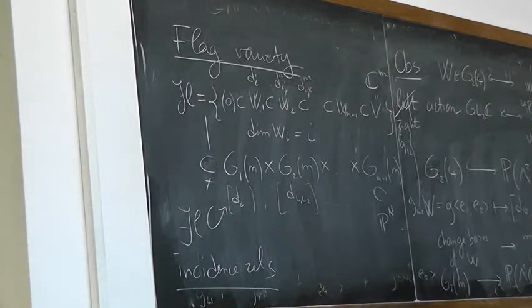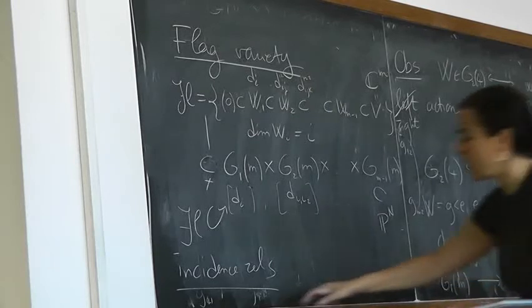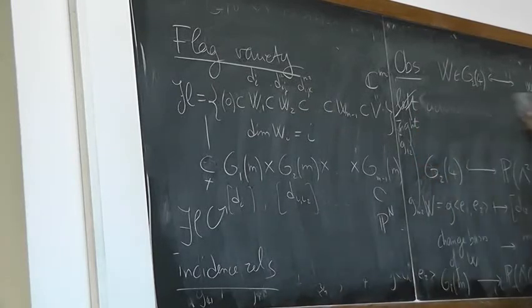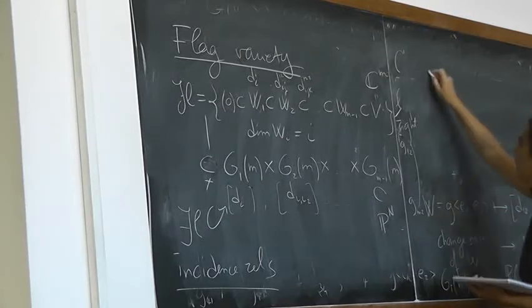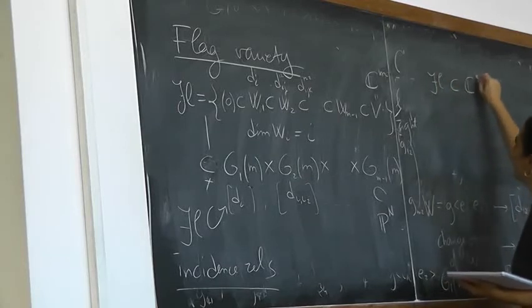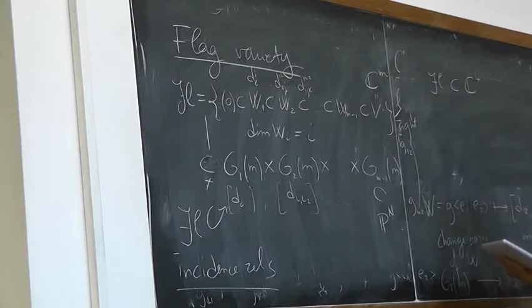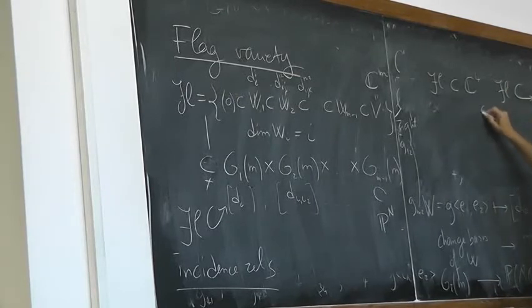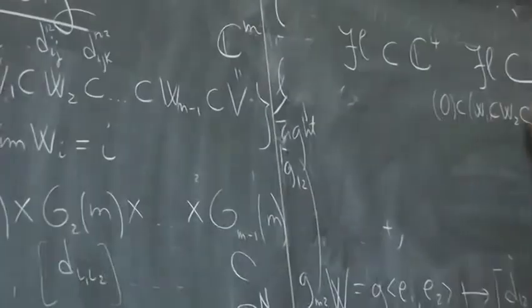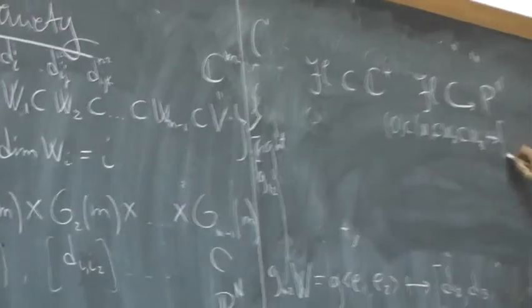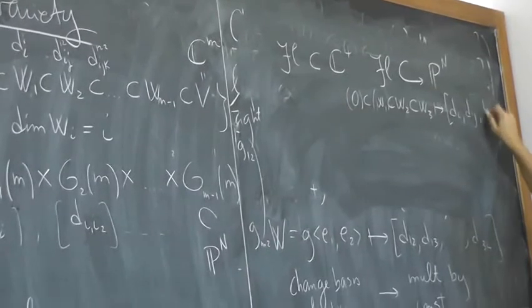I forget. It's in Fulton. For example, I wrote one for the flag in C^4, just to give you a feeling of how they look. For example, if you look at the flag inside C^4, so this flag will embed into some P^n. You take 0, W1, W2, W3, where does this go? It goes to the d_i, d_ij, d_ijk.